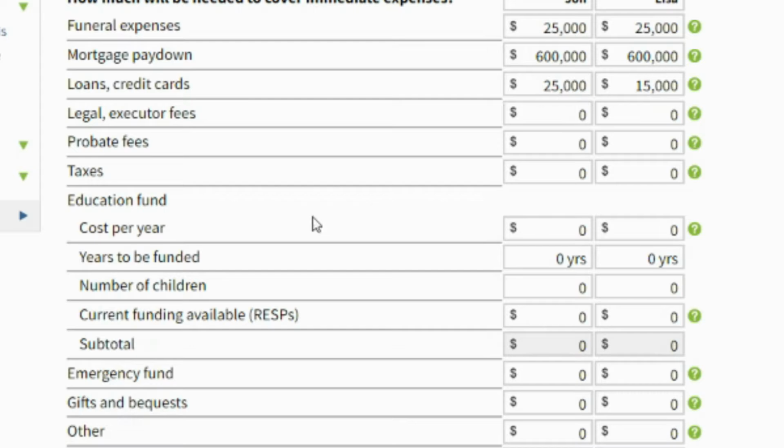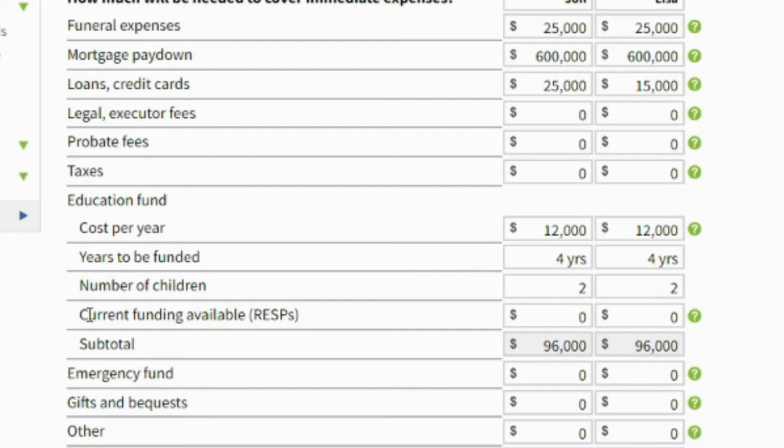Now, also John and Lisa have 2 children, and they want to make sure that if something happened to them, there is enough money to cover the education costs for them. So John and Lisa determined that the education cost would be about $12,000 per year, and they wanted to be funded for 4 years because they want their children to go to university, and they also have 2 children.